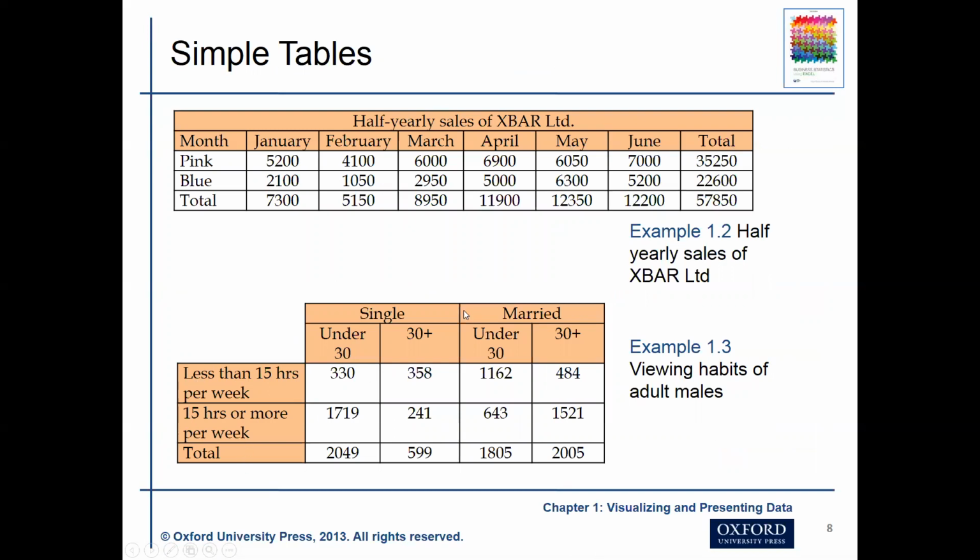But here we have row and column also. See, less than 15 hours per week: under 30, 330 people. More than 30, 358 people. So here we are reading this 358 from the two dimensions. One is the column dimension, the other one is the row dimension. Here we have only the column dimension, right? So the first one contains the column dimension. Data having only a column dimension is called the one dimension table. Having two dimensions is called the two dimension table, or we also call it a frequency table.